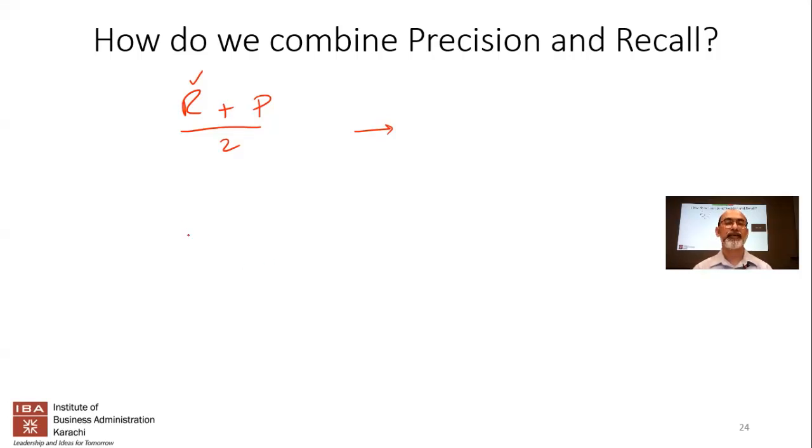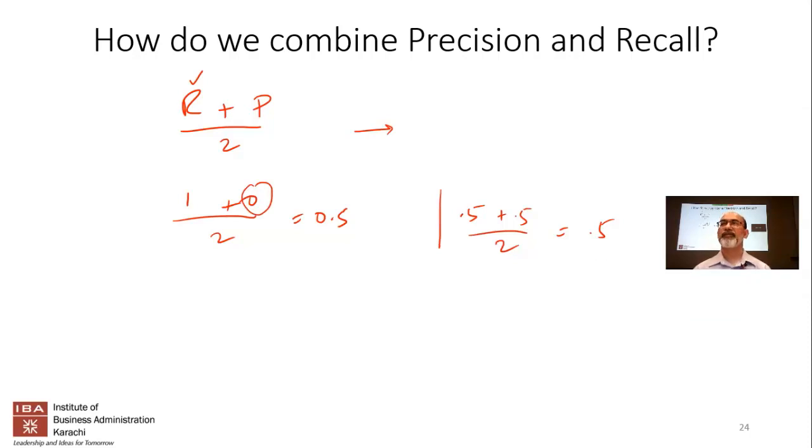Because somebody who has 100% over here, 1 over here, and a 0 over here, all right, this comes out to be 0.5, is the same as somebody who's got, let's say, 0.5 plus 0.5, 1 upon 2, which is also 0.5, right? But you don't want somebody who's completely imbalanced.